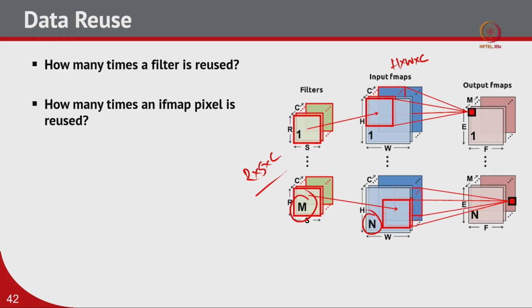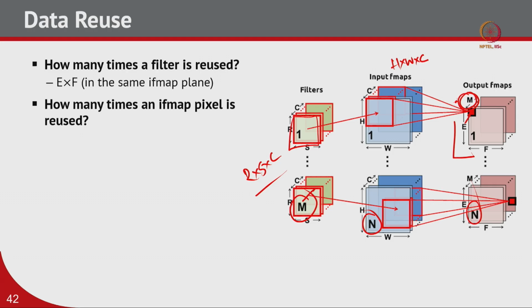The whole convolution process generates output feature maps of size E by F by M. Why do we have M channels in the output feature map? Because we had M filters here, and since we have N input feature maps, we have N outputs. Now, if you look closely, how many times is a filter reused? E by F times, right, because each filter will convolve E by F times to generate each of these pixels, correct.